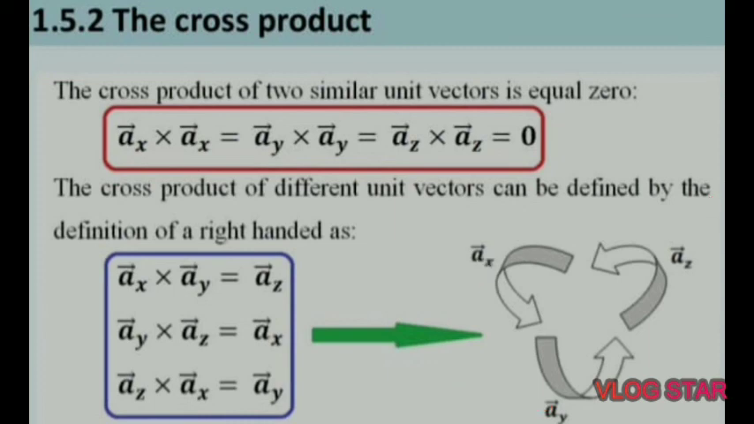If we take the cross product of Y with Z, then we can write AX bar. If we again take the cross product of AZ and AX, then we get AY bar. So here we can write the cross product of AX into AY is equal to AZ bar. Then second, the cross product of AY bar cross AZ bar is AX bar. And last, AZ bar cross AX bar is equal to AY bar.